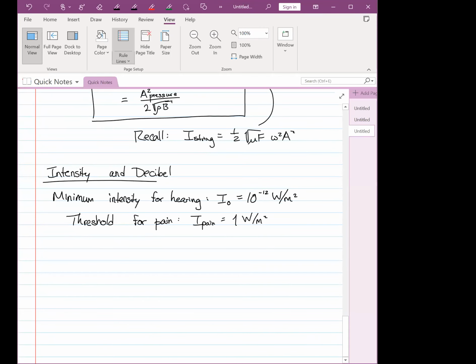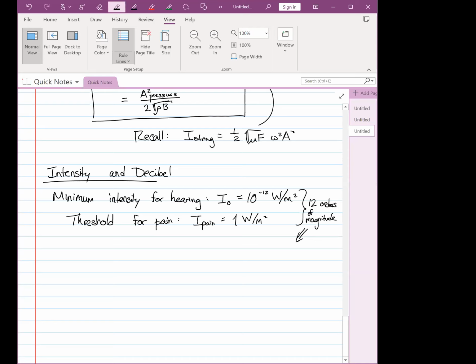Right, so the threshold for pain is about 1 watt per square meter. And the point is anything between these intensities is something that we can hear that won't cause damage and is audible. So we can hear and experience sound over a 12 order of magnitude range. If you hear a cricket chirping, it's not a billion times quieter than a jet engine, right? It's like 1,000 maybe, or something like that, but it's not a billion because we can't perceive that big of a difference.